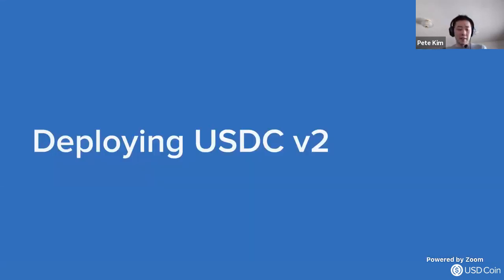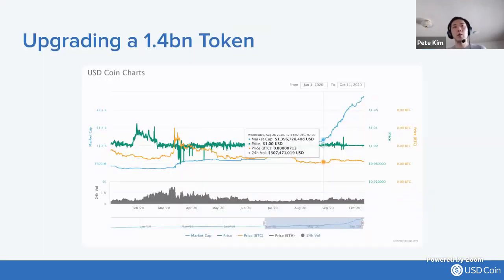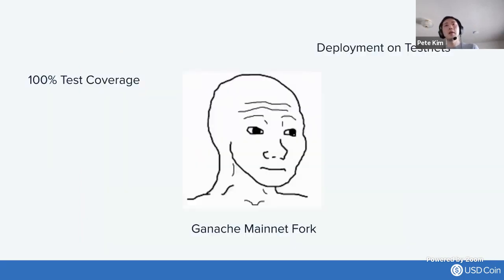Obviously, I'm kidding. Anyways, then comes the scary part, the deployment. We decided to perform the upgrade on the 27th of August. USDC had then reached a $1.4 billion market cap. Now it's close to $3 billion. So we could not afford to screw up. We had 100% test coverage. We tested the deployment multiple times independently, within Circle and Coinbase, both on the testnet and a local mainnet fork. Using Ganache, you can actually fork the mainnet and simulate how things will go on the mainnet, and we did that as well.